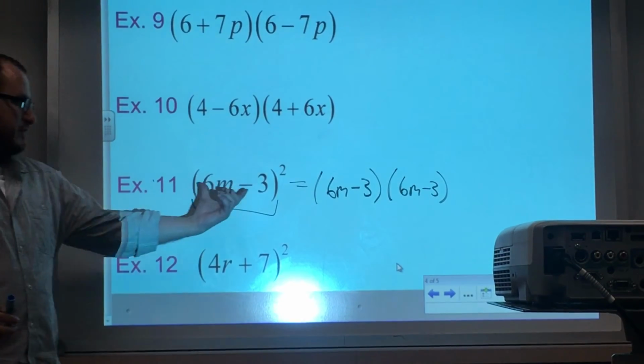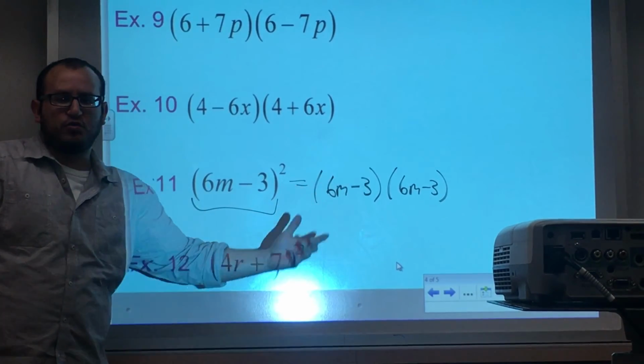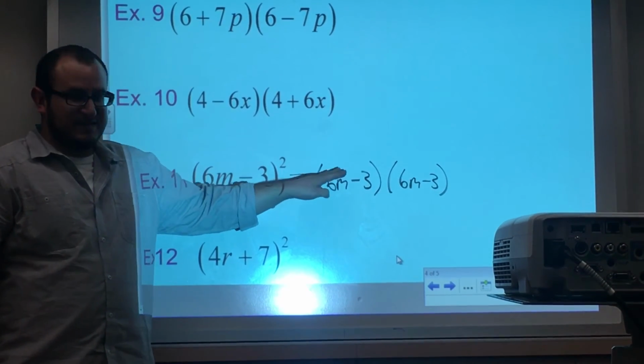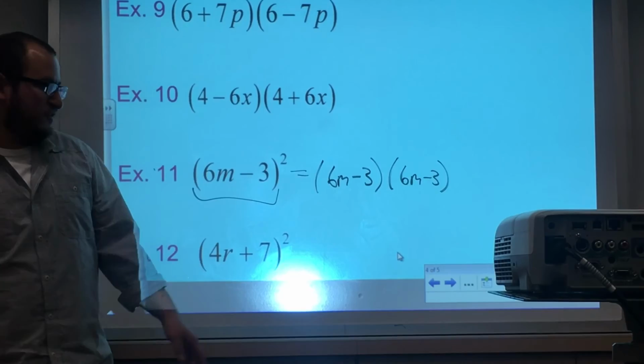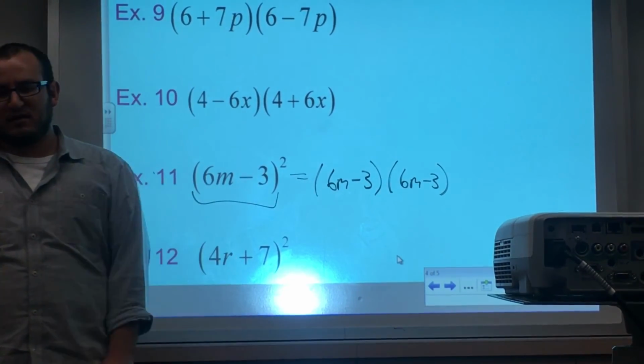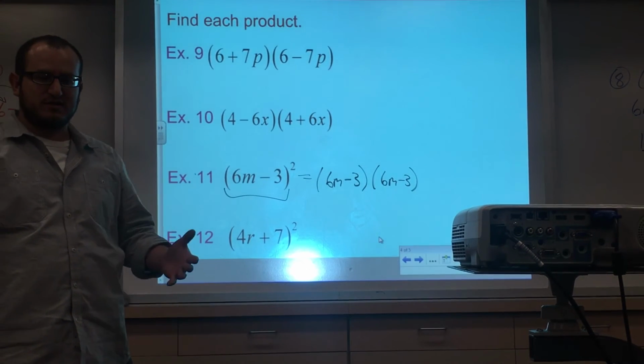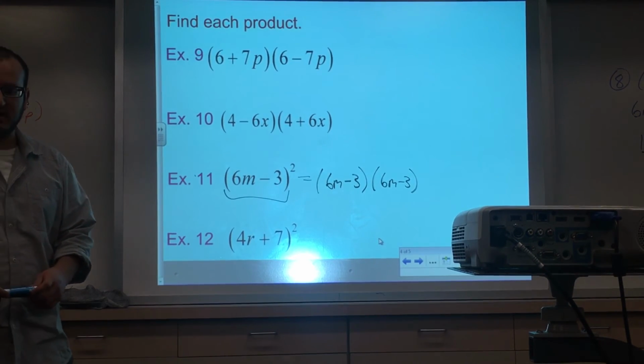So this and this side, they're equivalent. They're equal to each other. So again, I want you to multiply this. This exactly looks like this one. The only difference is that both of these are negative. But I've done plenty of examples. Go ahead and try those on your own. And again, if you have any questions, bring them to my attention tomorrow in class.